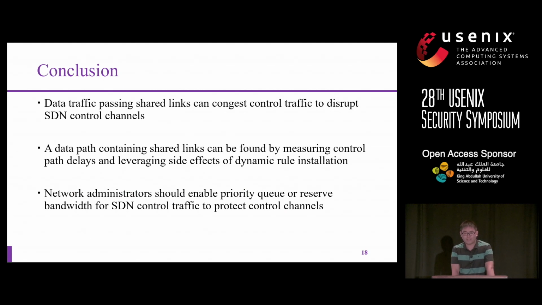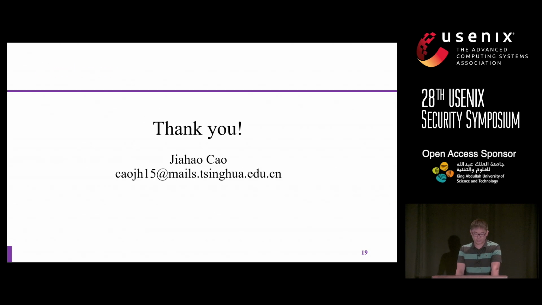So let me conclude our work. First, we show that data traffic passing shared links can congest control traffic to disrupt SDN control channels. Second, a data path containing shared links can be found by measuring control path delays and leveraging the side effects of dynamic rule installation. Third, we hope our work can draw more attention from network administrators. They should enable priority queue or proactively reserve bandwidth for SDN control traffic to protect control channels.